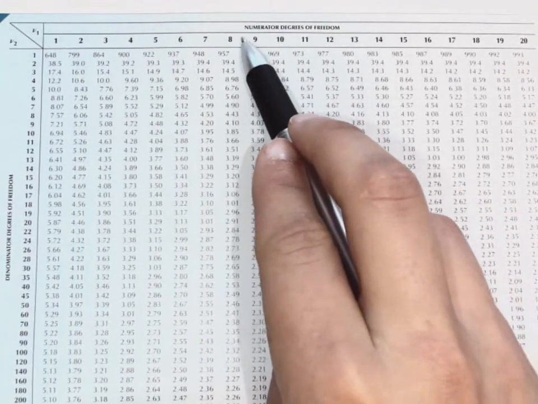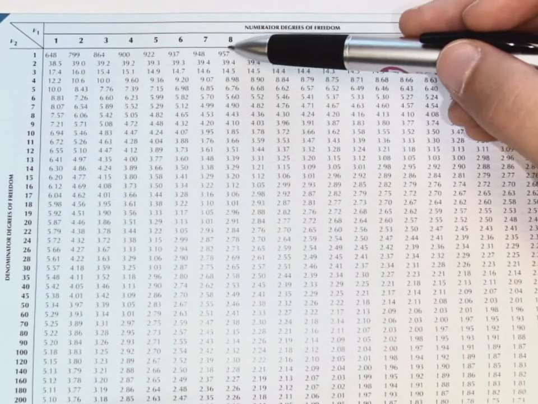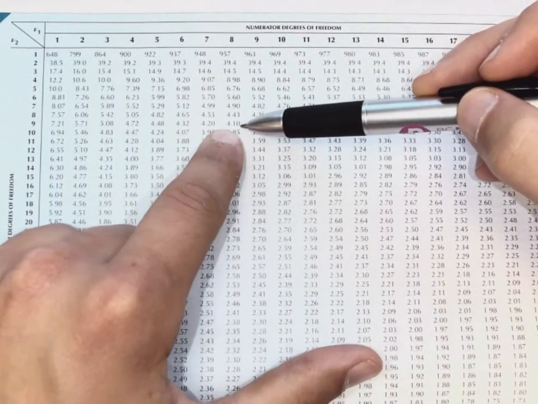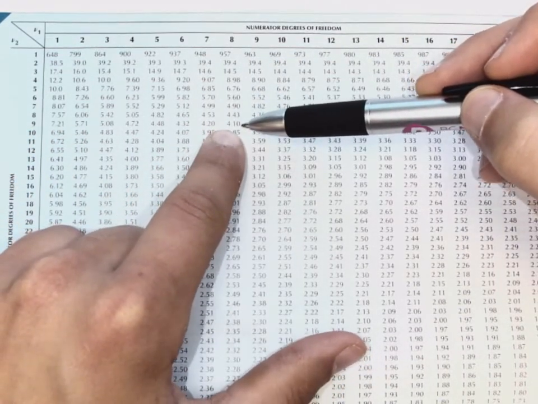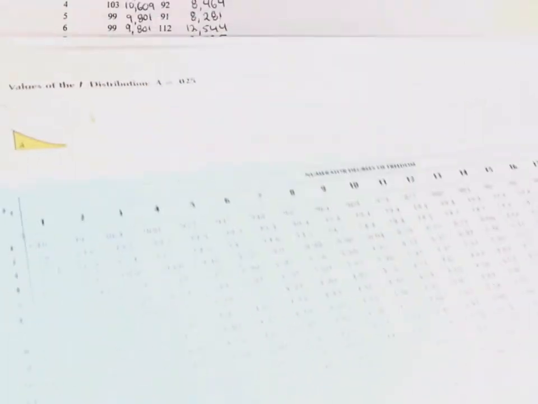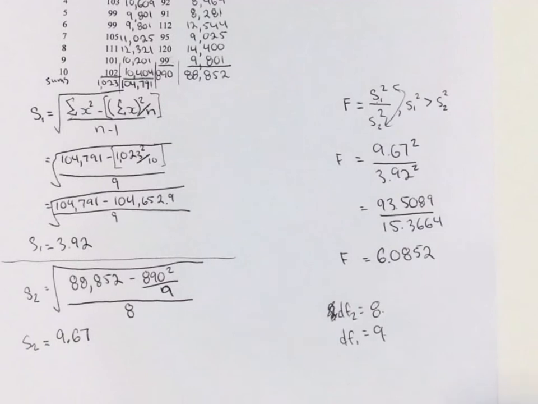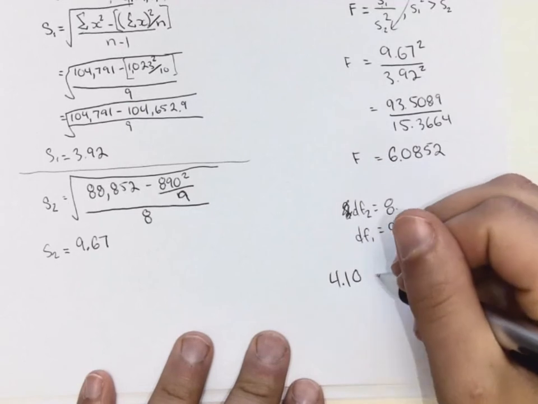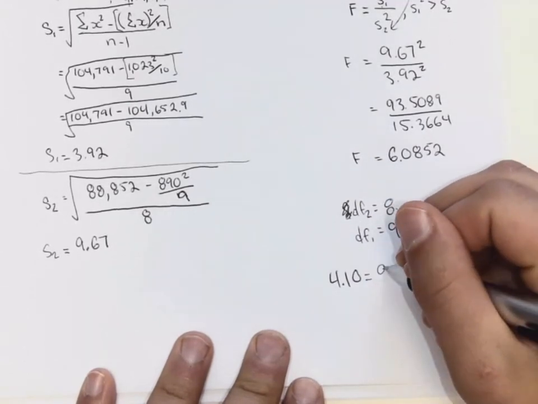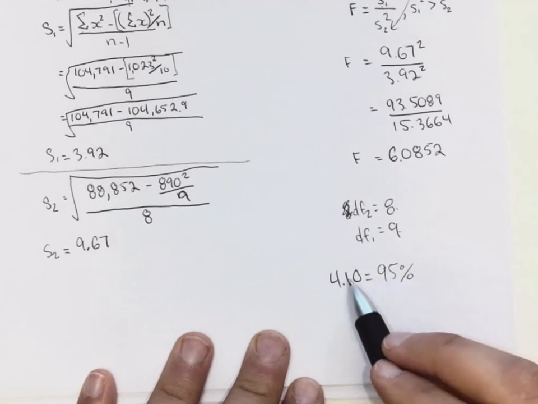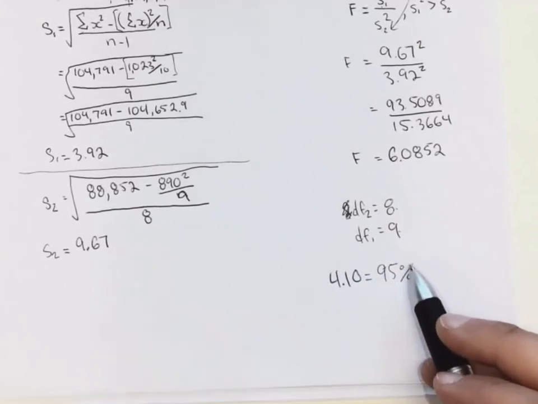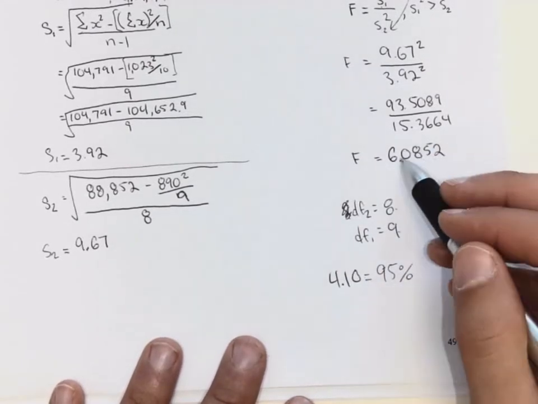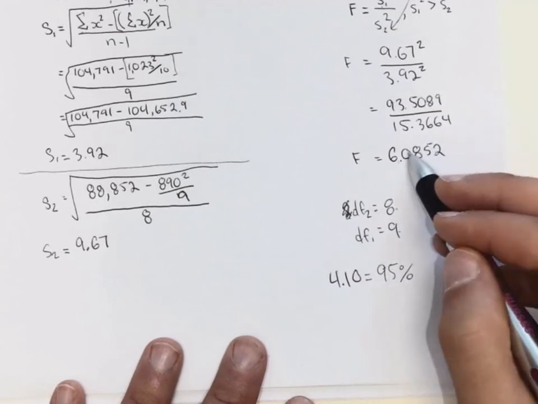We have our numerator degree of freedom here at 8, and we're going down to our denominator degree of freedom at 9, and we can see that they intersect at 4.10. So at 4.10, according to our F table, this test statistic would be 95% confidence. Anything beyond this 4.10 would have a higher percentage chance. So we have an F of 6.08. So we can assume that this is up in the 99 to 100% range.